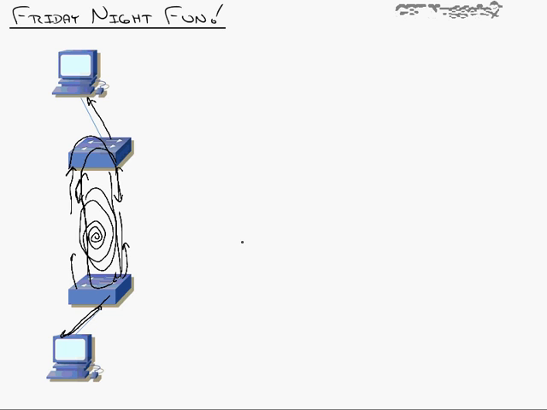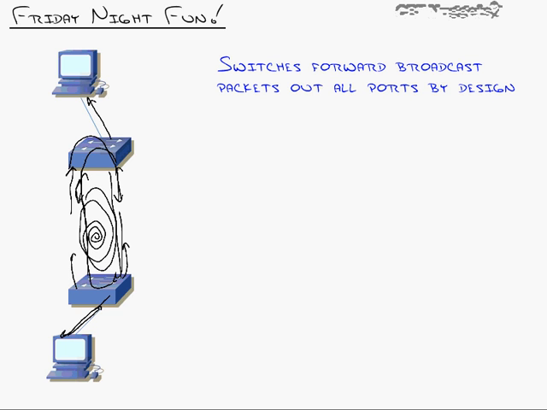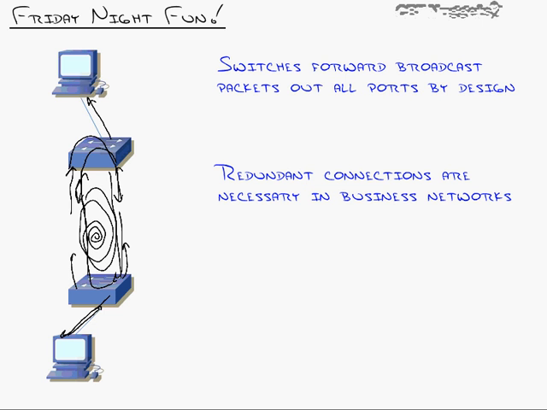Your PCs end up dying, meaning they freeze because they've got so many broadcasts hitting them every single second that they can't keep up with it. So this is known as a broadcast storm. Switches will forward all broadcast packets out all ports by design. So the solution to this is not to stop the broadcast. At the same time, redundant connections are necessary in businesses.